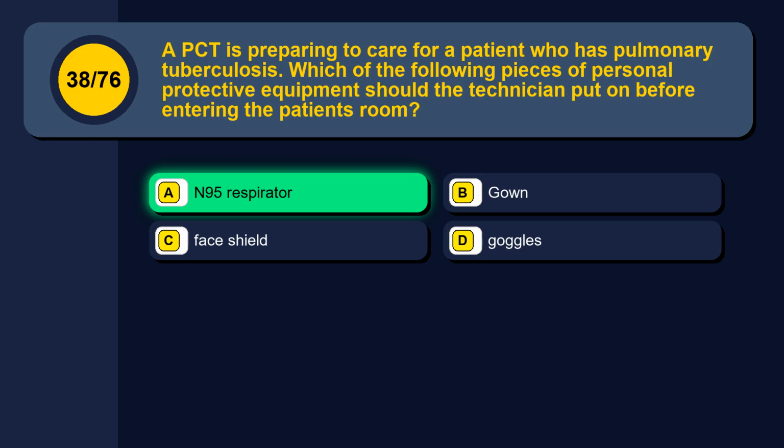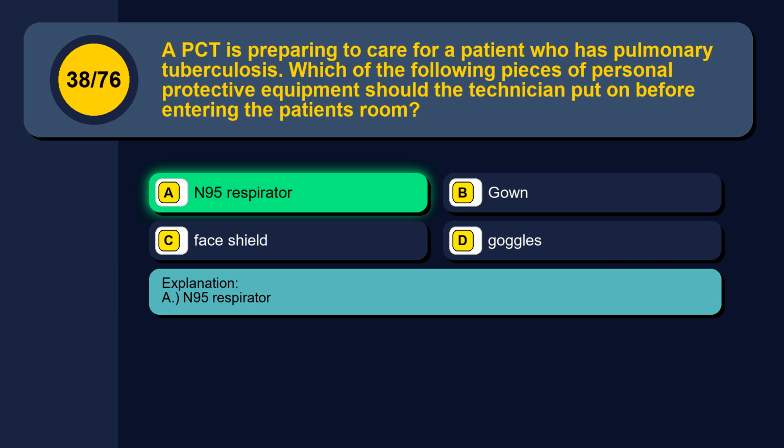The correct answer is option A, N95 respirator.